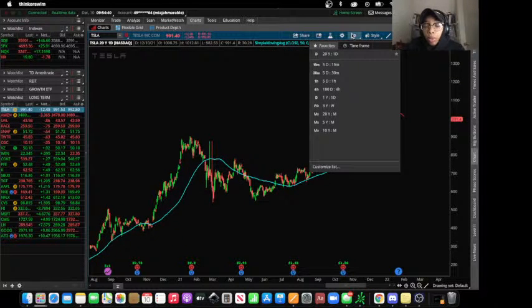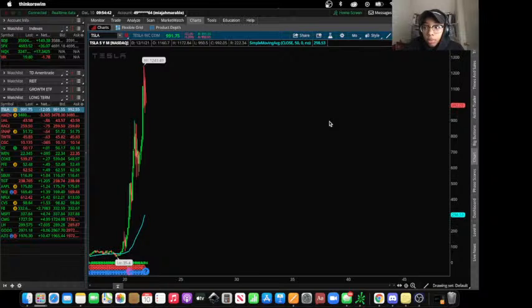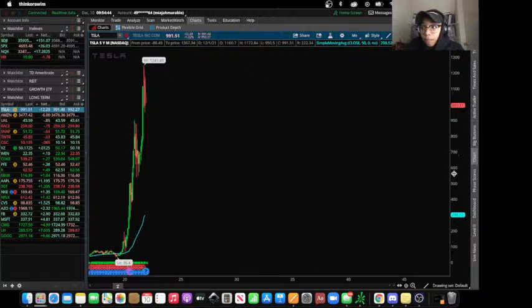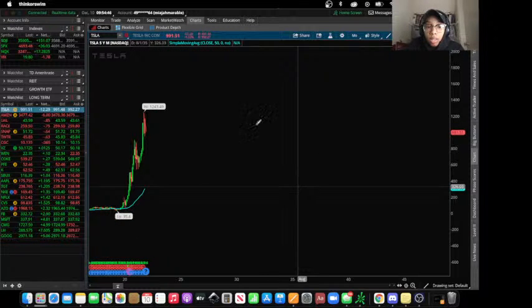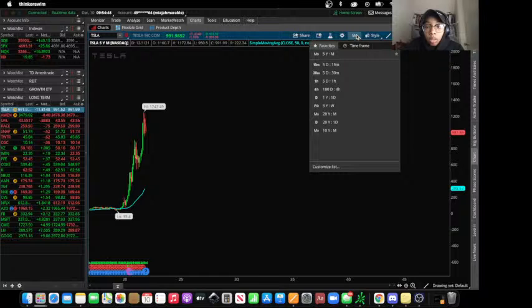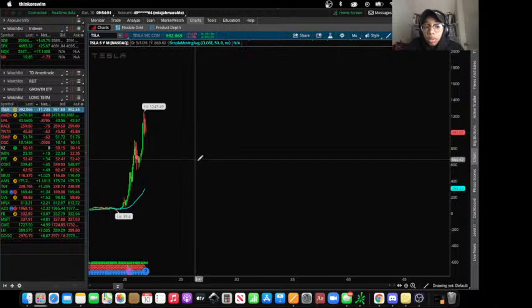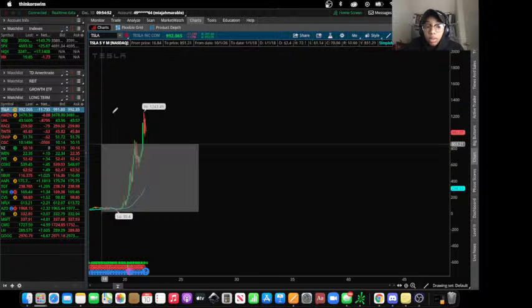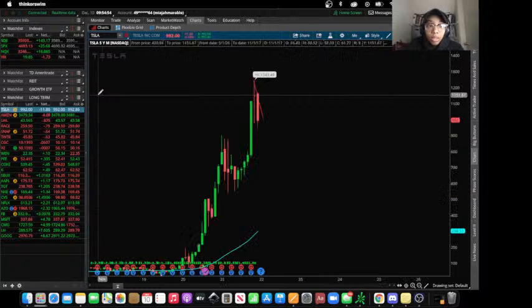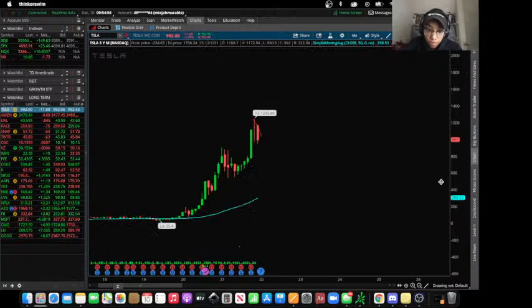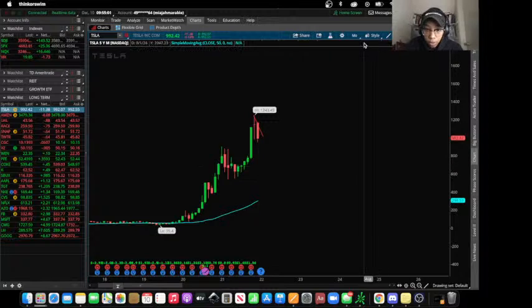Yeah, I start off on the 20-year, and then I go down to the 5-year chart. I'm sorry guys if it's super slow, because this is really slow. I didn't think it was gonna be this slow. But this is Tesla on the 5-year chart.